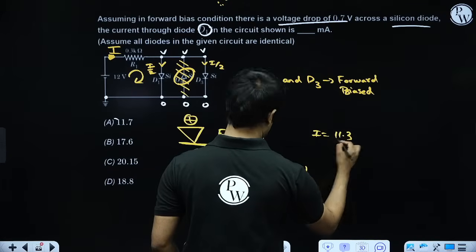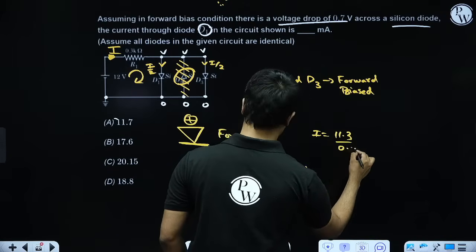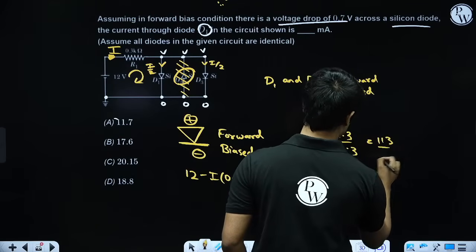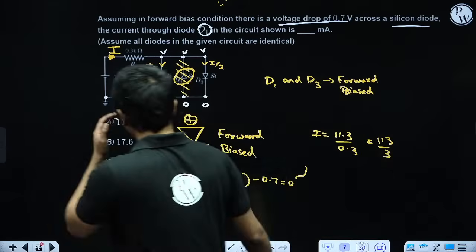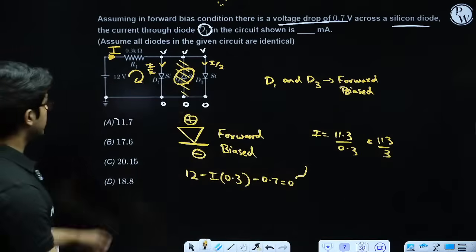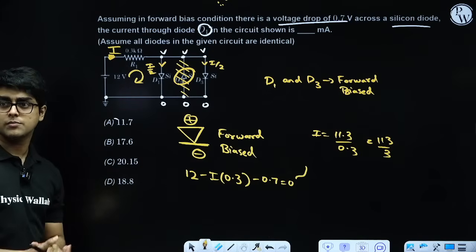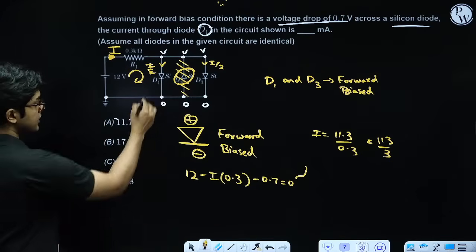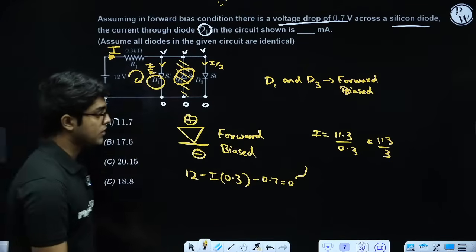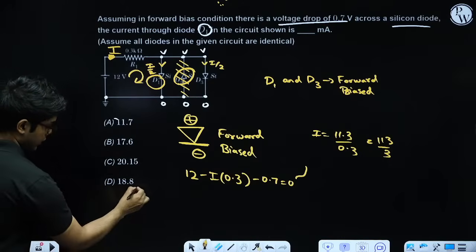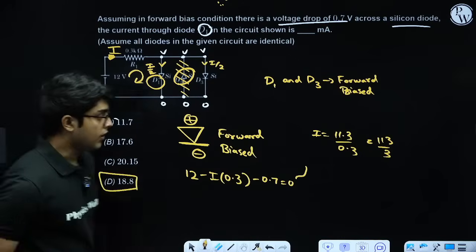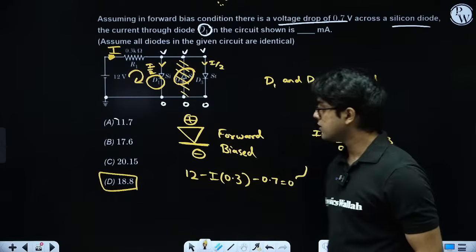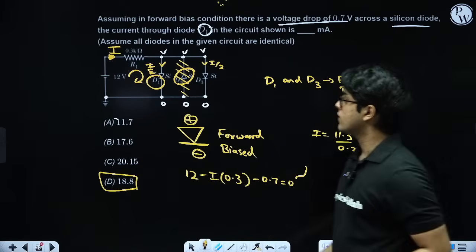From here, I turns out to be 11.3 divided by 0.3. So this is 113 divided by 3, which turns out to be like 37 point something. So this current will turn out to be 37 point something. And make sure the current through the diode D1 is actually half of it, I by 2. If you do that calculation, the answer will turn out to be D option. So it will be some 37, 38ish, and if you divide by 2, you'll get the D option. So that is it.